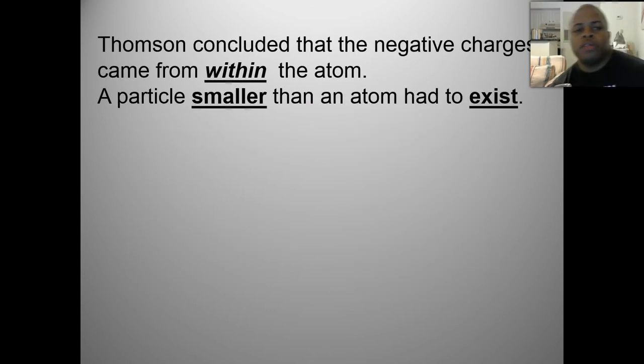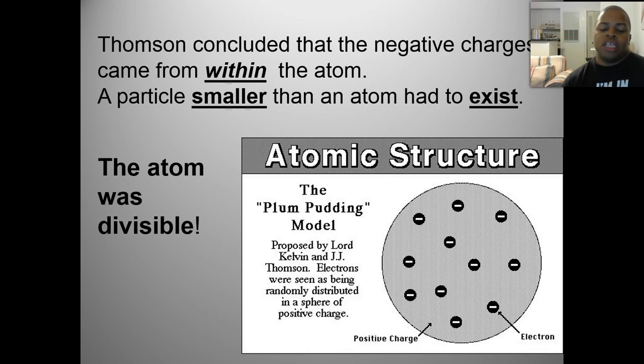Now, he could conclude that based on this experiment, this cathode ray tube experiment, the negative charges had to be within the atom, and therefore a particle smaller than the atom had to exist. This was the model that we began to use. It's called the plum pudding model.